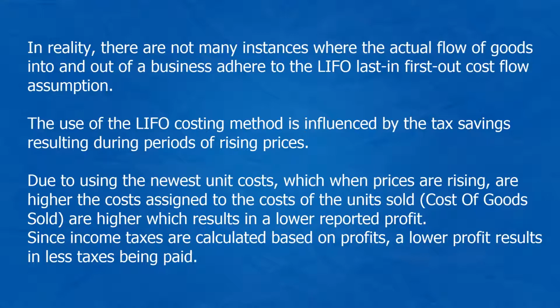The use of the LIFO costing method is influenced by the tax savings resulting during periods of rising prices. Due to using the newest unit costs, which when prices are rising are higher, the costs assigned to the cost of the units sold, cost of goods sold, are higher, which results in a lower reported profit. Since income taxes are calculated based on profits, a lower profit results in less taxes being paid.